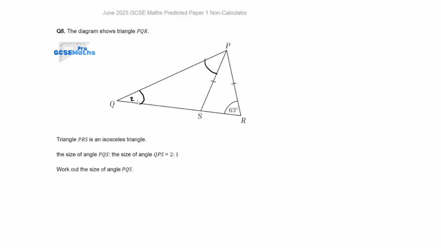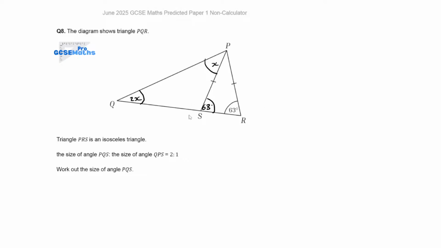Now, I just label it as this, you don't have to. I just labeled it like that. So work out the size of angle PQS, so this one here. Obviously, being an isosceles, and the only thing we know is 63, we're going to start there. We need to know, based on being isosceles, that this one is also 63, isn't it?